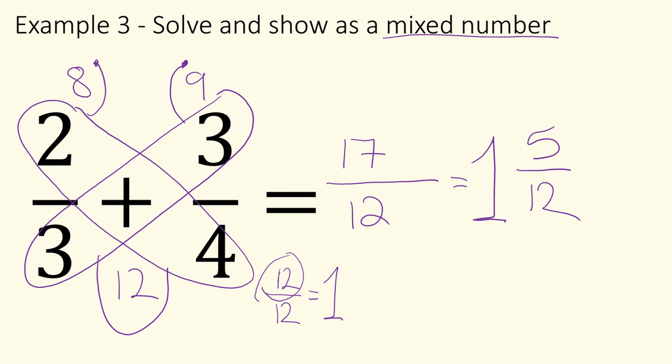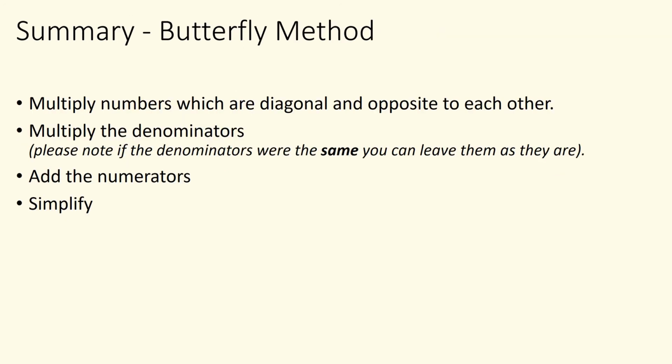This kind of question is often a multiple choice as well. So just to summarise, butterfly method: multiply numbers which are diagonal and opposite to each other, then multiply denominators, but if they're the same you would leave them as they are, but that's unlikely in your level 2 exam. Then you add the numerators on top and you just simplify overall, and that's the end.